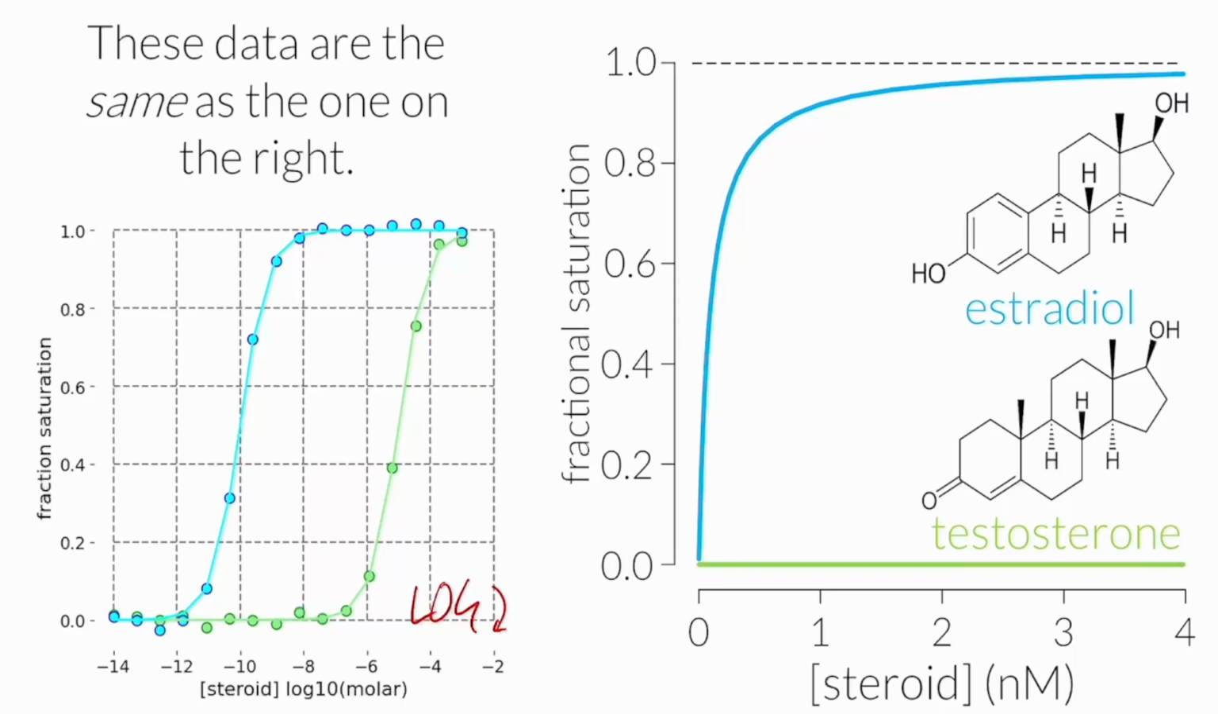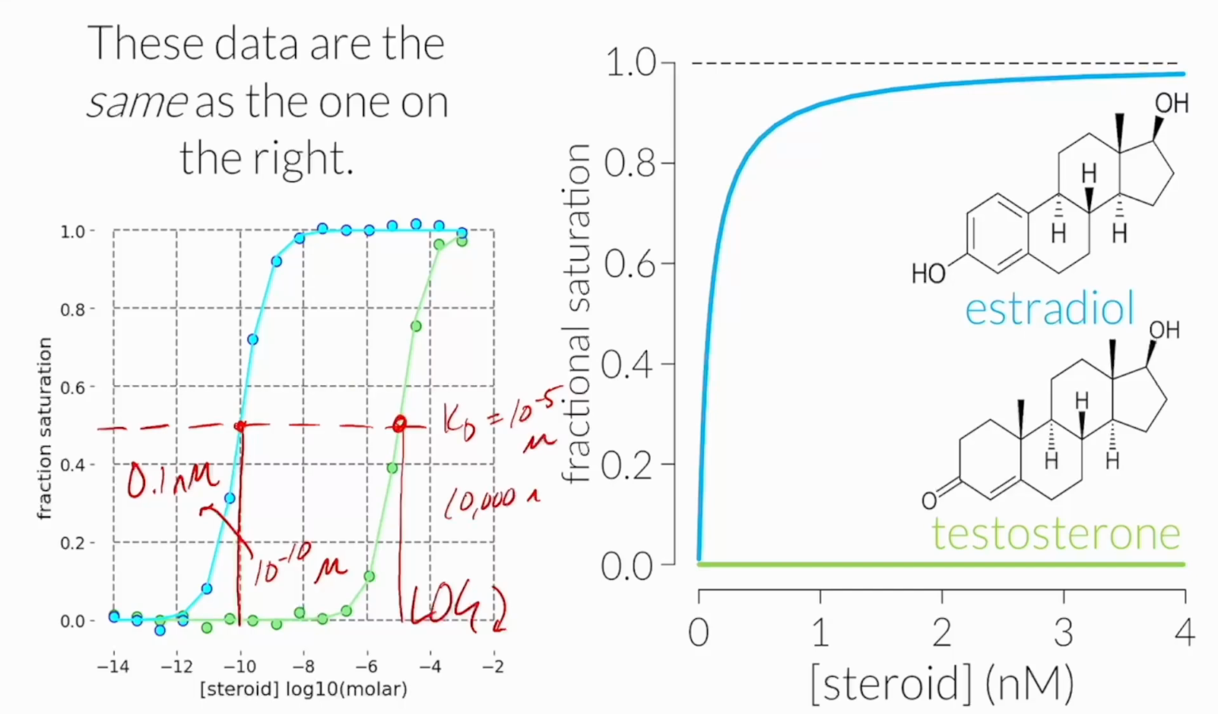And so if we look at this graph on the left, we can actually do the same sort of operation we did before to measure KD, but now we're doing it on a log scale. So I can still go to the 0.5% line, and then say, well, where does it cross? Oh, look, it crosses at 10 to the minus 10th molar, which is 0.1 nanomolar. Nanomoles are 10 to the minus 9th molars. So that is saying the KD is 10 to the minus 9th molar. And then we can look at the testosterone and say, oh, its KD is 10 to the minus 5th molar, which it turns out is 10,000 nanomolar.